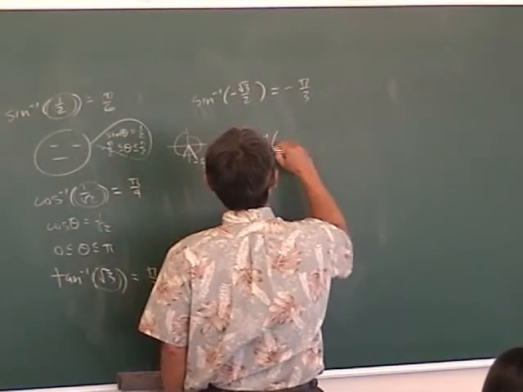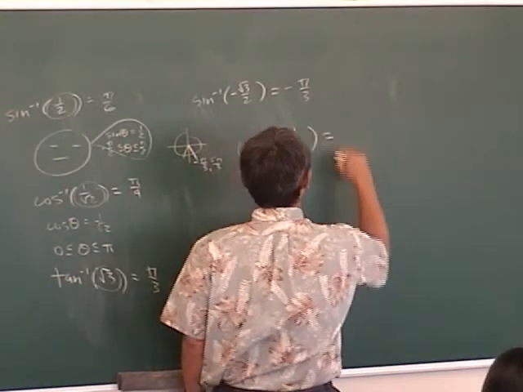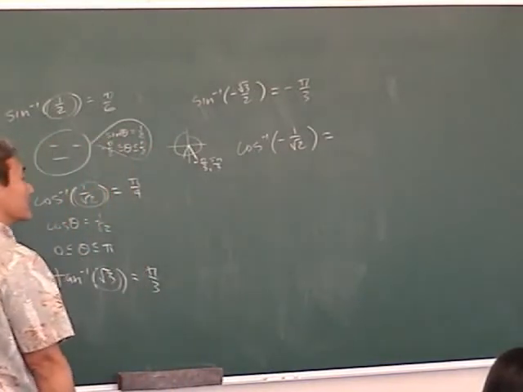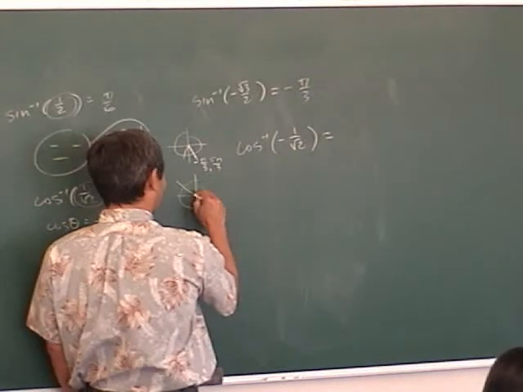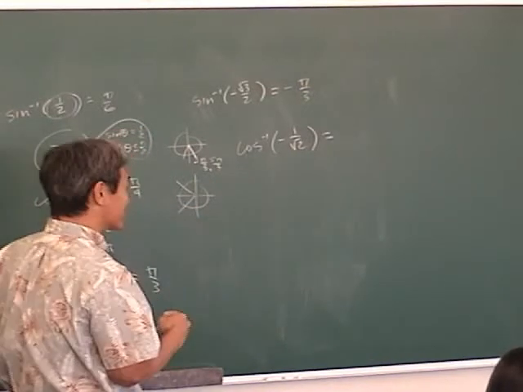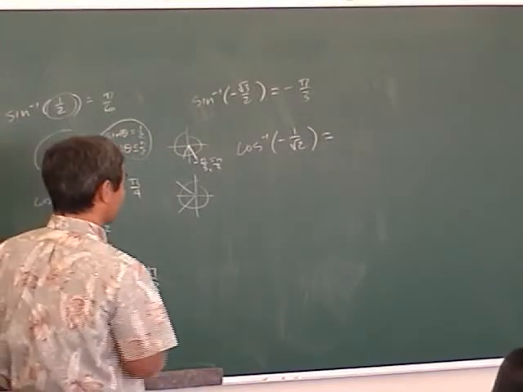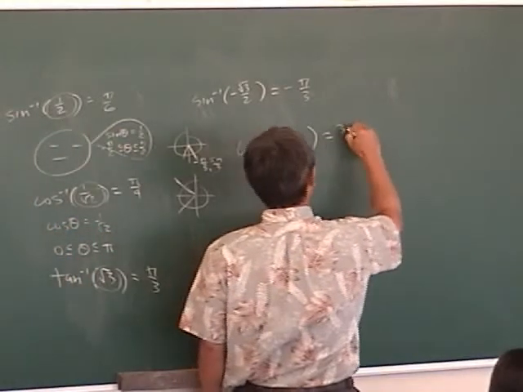Cosine inverse negative 1 over root 2. Cosine of what angle is negative 1 over root 2? So you should be thinking here, right? But the answer has to be in the range. The range for cosine is 0 to pi. So that must mean this one right there, which is 3 pi over 4. Are we getting the hang of this?